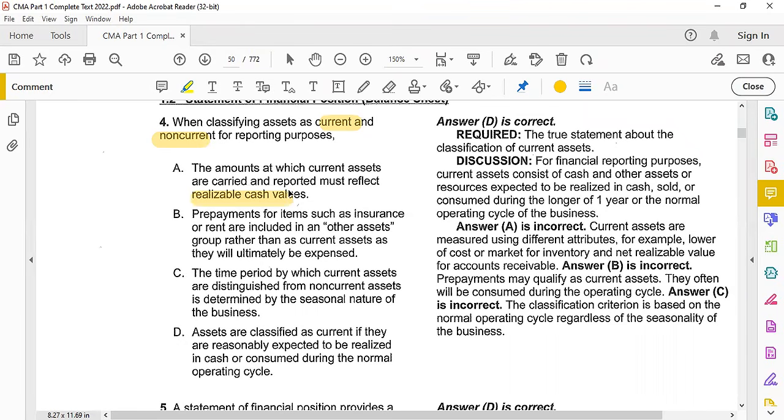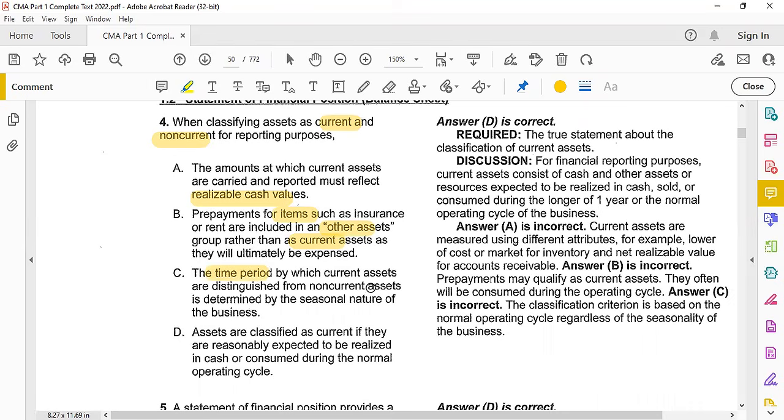No, it's not correct. Where you can record historical cost, you can record on present value. A lot of items we use different values. Prepayments for items such as insurance or rent are included in other assets group rather than current. No, prepayments are your current assets. Right or wrong?